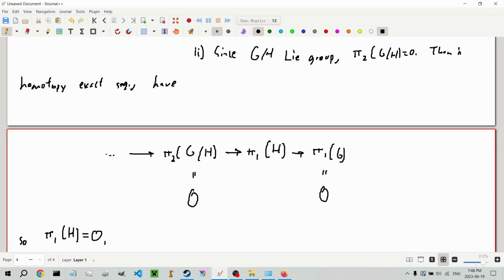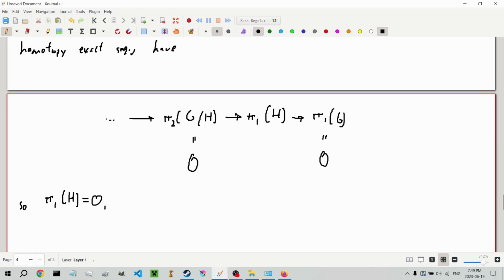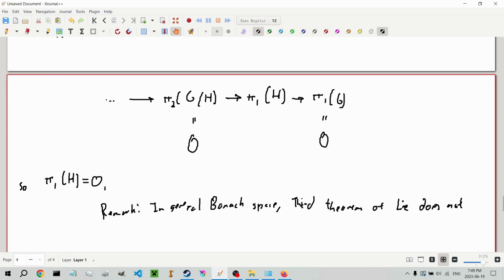And our remark is it seems likely that no simple proof of Lie's third theorem exists, because it would need to extend to Banach analytic groups, unless it made essential use of local compactness of R and C. So, remark: in a general Banach space, the third theorem of Lie does not hold.